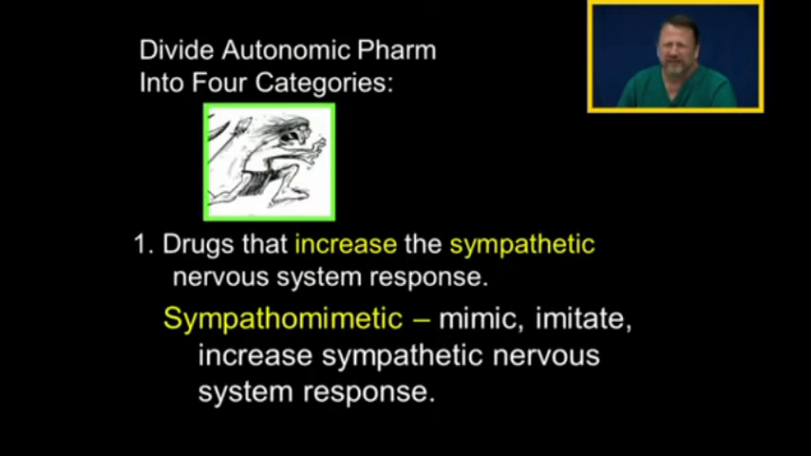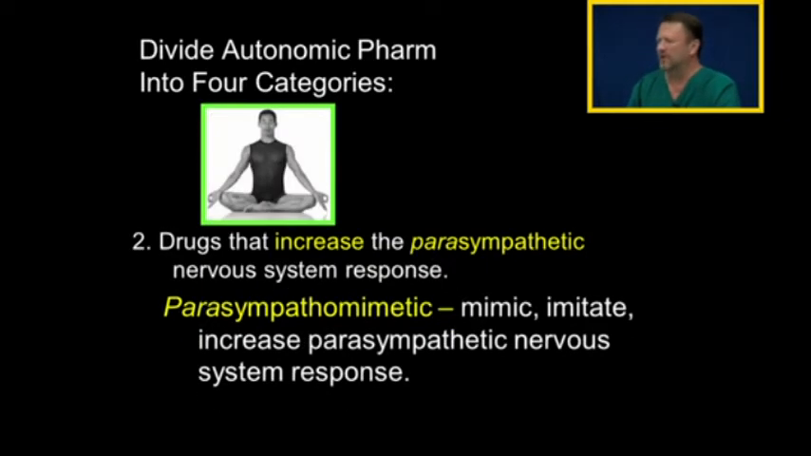Drugs that increase the sympathetic nervous system response are called sympathomimetics, meaning to mimic, imitate, or increase the sympathetic nervous system response. Drugs that increase the parasympathetic nervous system response are referred to as cholinergic drugs because the system uses acetylcholine. They'll also be called parasympathomimetic, meaning to mimic, imitate, or increase the parasympathetic nervous system response.